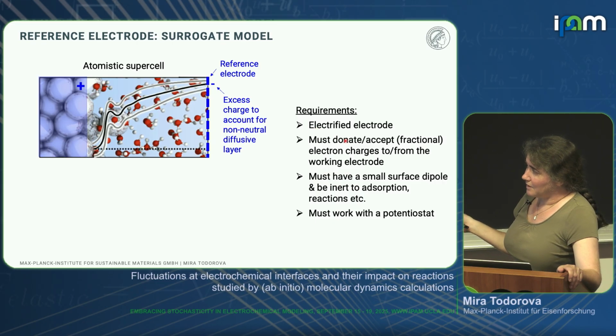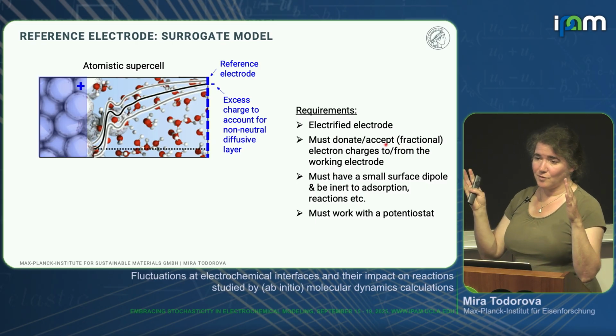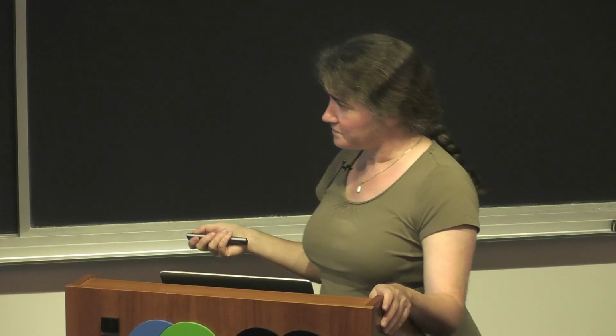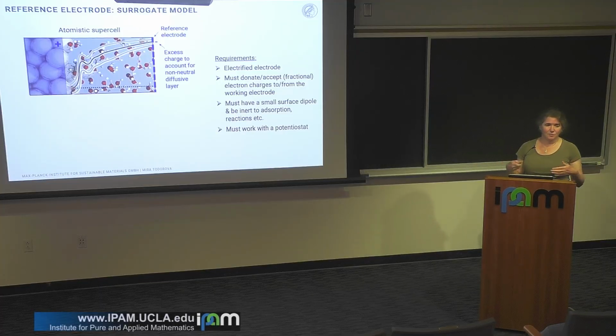It must then accept and donate fractional charges, and I stress fractional because we have a small supercell. If we want to be comparable in terms of the charge that we have on the surface to what is there in experiment, if I put a whole electron in my small supercell, I will be at much higher charges as compared to experiment.